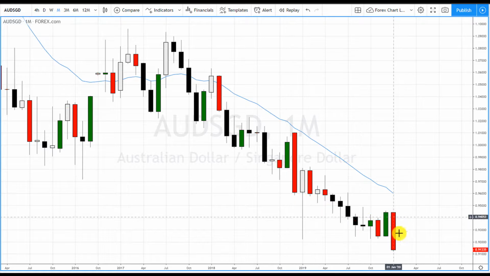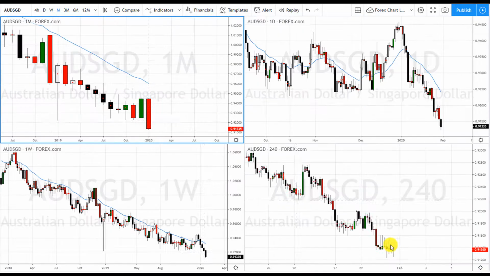Let's draw. So this is the latest impulse. So we want to trade supply zones within this area of supply. So we'll see if there's any areas of supply down here.